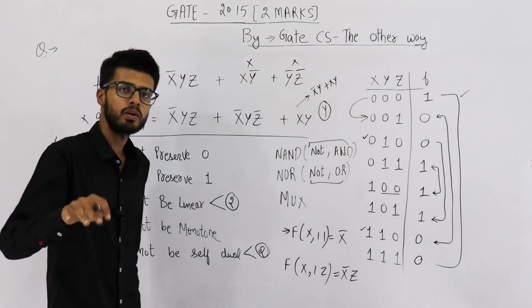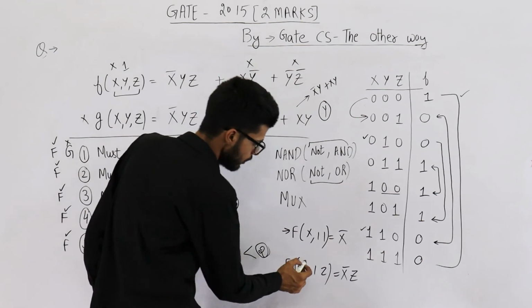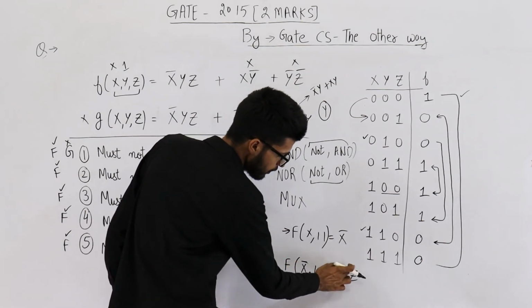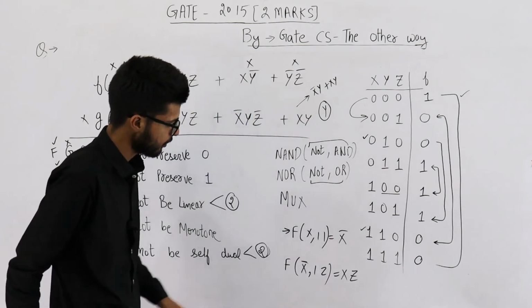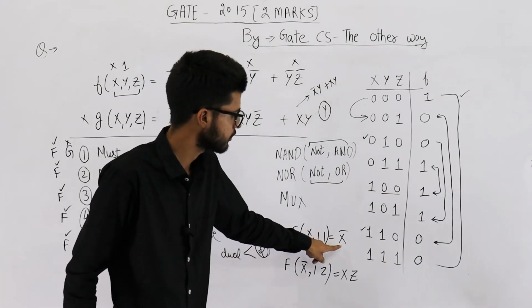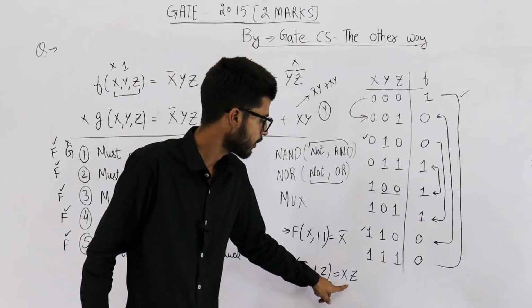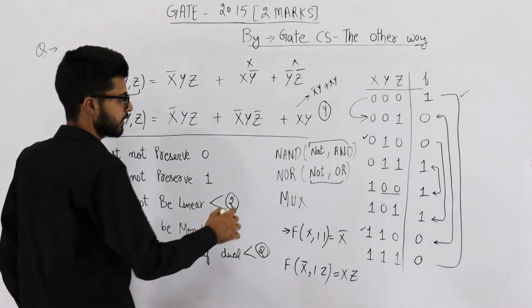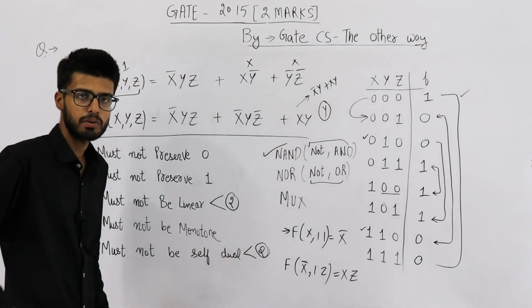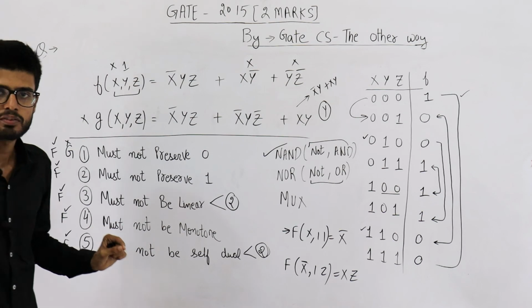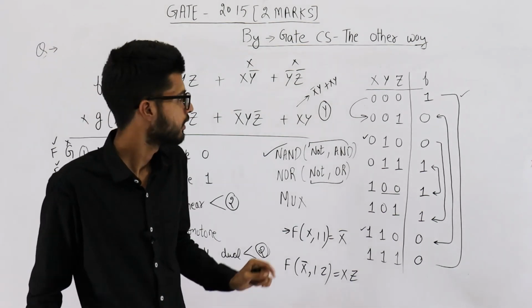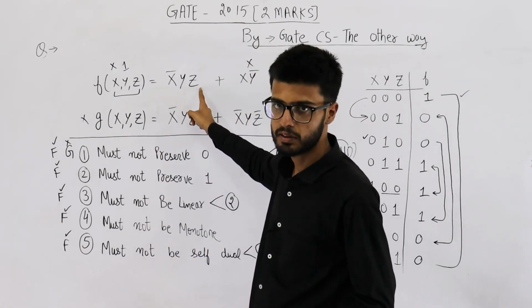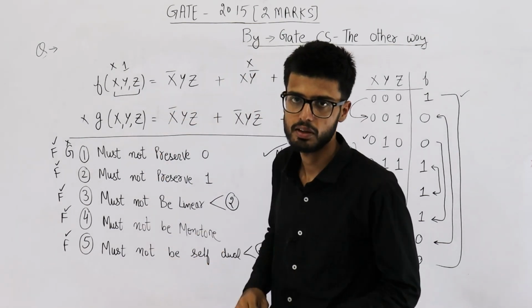That means we can complement any input. So what you do? You input x bar. The output will become xz. Okay. So on this input, we have got x bar. On this input, we have got AND. So NOT and AND could be derived using this function f. That means NAND can be implemented from f. So this function is functionally complete and g is not functionally complete. Your answer is f is functionally complete, g is not functionally complete. Okay.